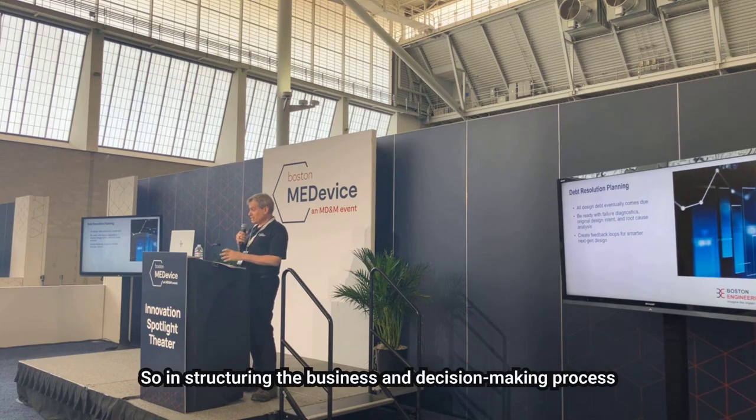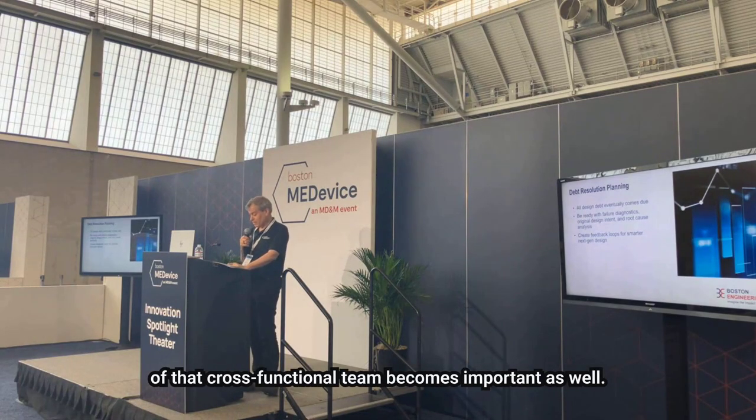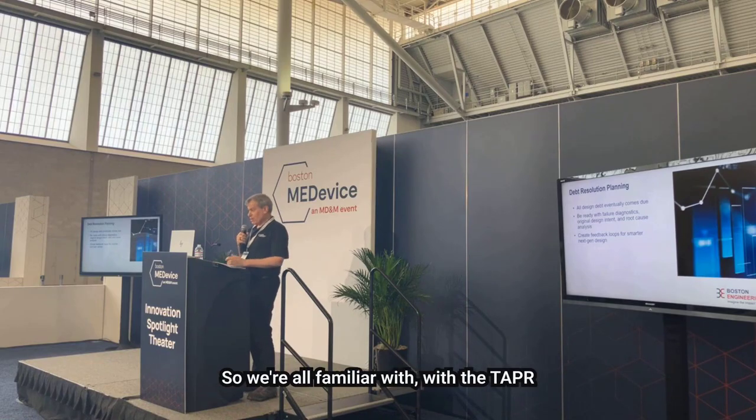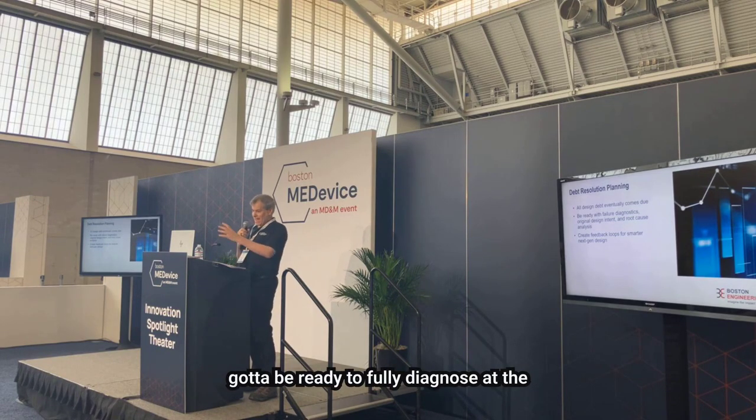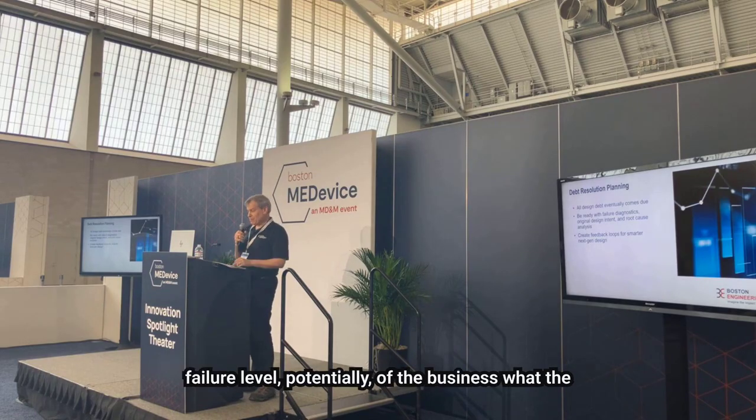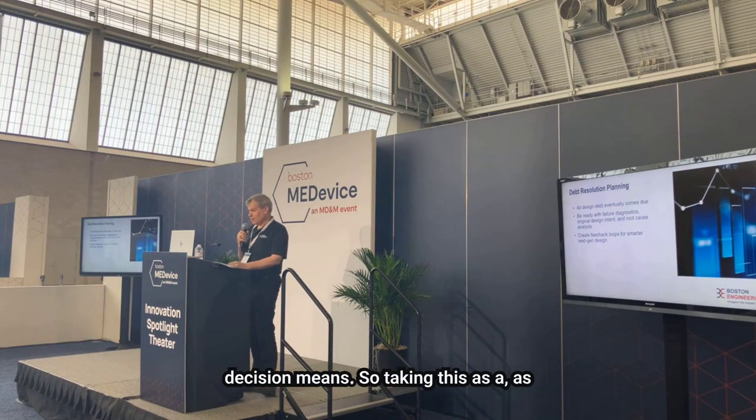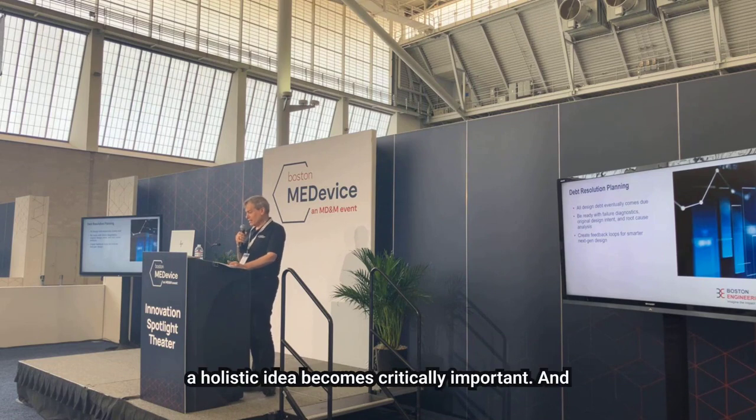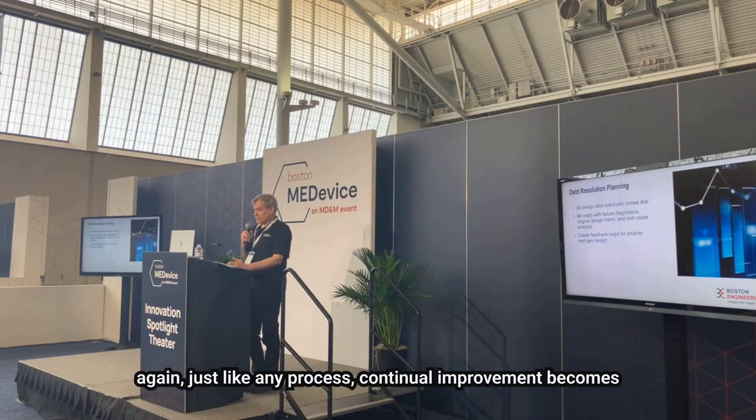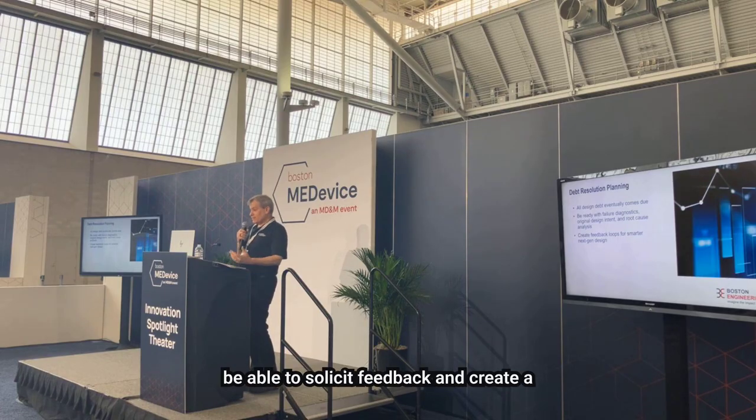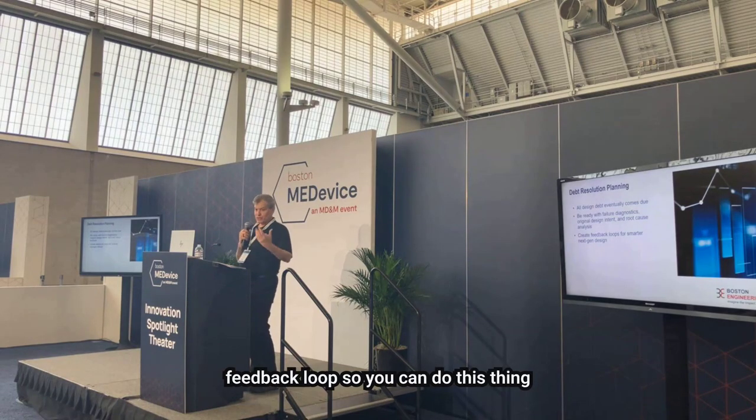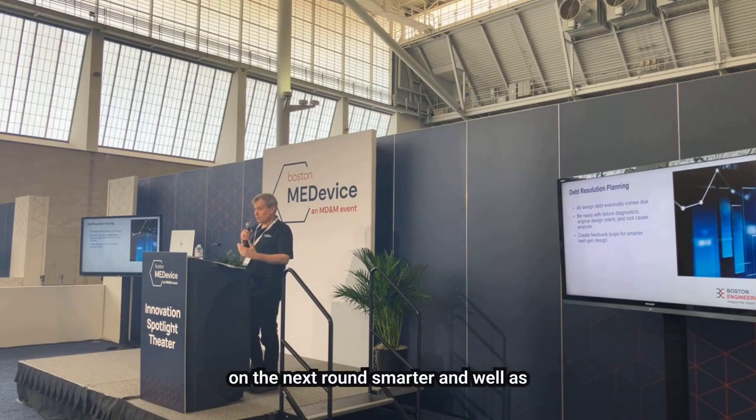So structuring the business and the decision-making process of that cross-functional team becomes important as well. We're all familiar with the CAPA process and root cause analysis, but you've got to be ready to fully diagnose, at the failure level potentially, what a decision means for the business. So taking this as a holistic idea becomes critically important. And again, just like any process, continued improvement becomes key as well. So you want to be able to solicit feedback and create a feedback loop so you can do this next round smarter as well.